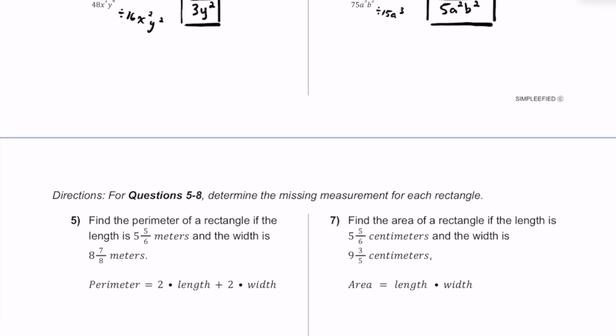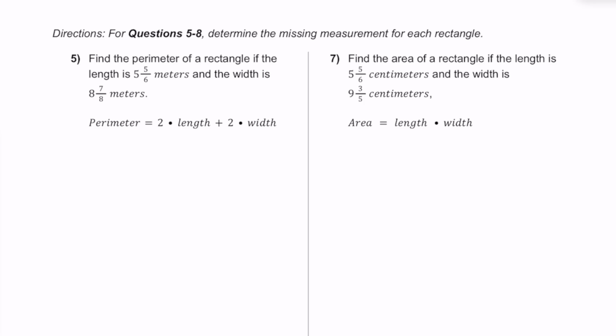All right, let's try some different types of problems. Here we're going to go ahead and try practicing our operations with fractions a little bit, applied to some geometric types of problems. So for number 5, we're going to go ahead and find the perimeter of a rectangle if we know the length and we know the width. So let's go ahead and just set up an equation here. So perimeter, or capital P, is equal to 2 times the length, which you know is going to be 5 and 5/6. And then let's go ahead and add on 2 of these widths. So it's going to be 2 multiplied by this 8 and 7/8 here.